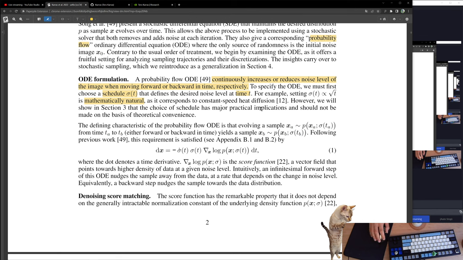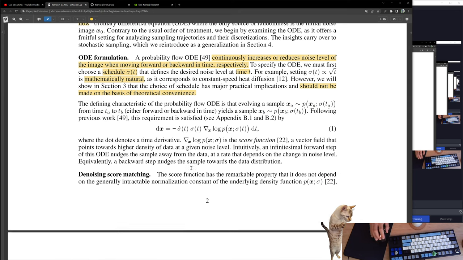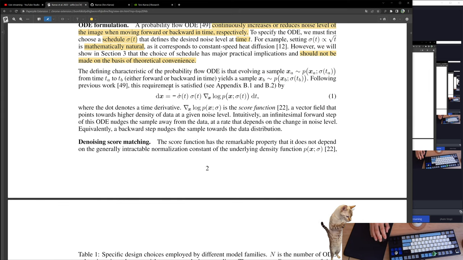But they're saying whoever chose to use this for the ODE formulation, in whatever machine learning paper, they didn't necessarily need to choose that. So they're saying that the choice of the schedule has major practical implications and should not be made on the basis of theoretical convenience. So yeah, they're saying you can actually pick something different for that, and depending on what you pick, it's going to come out quite different. So, looking forward to that.